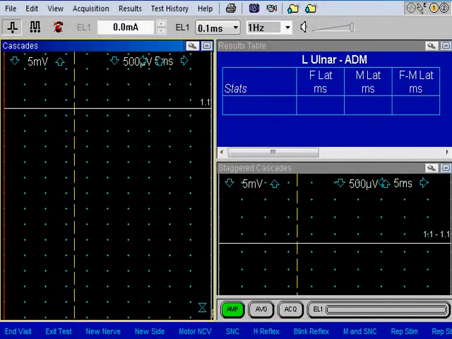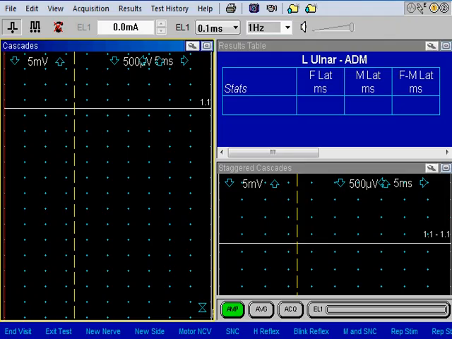F wave. The tested nerve and the side are indicated at the top in the result table. The amplifier and display settings are indicated at the top of the trace area. In this test, we are going to use the so-called split sensitivity.